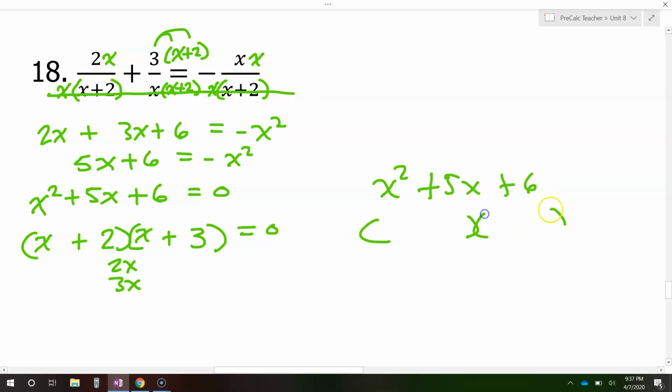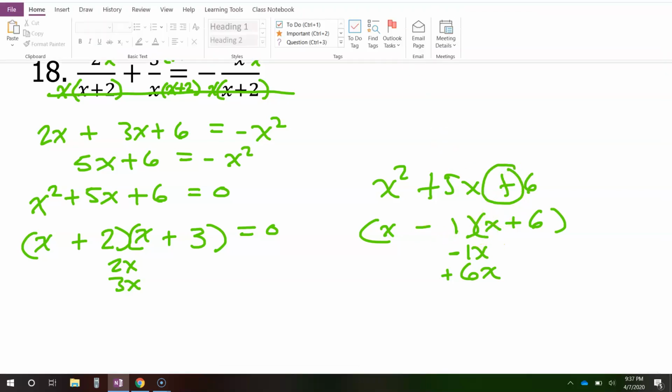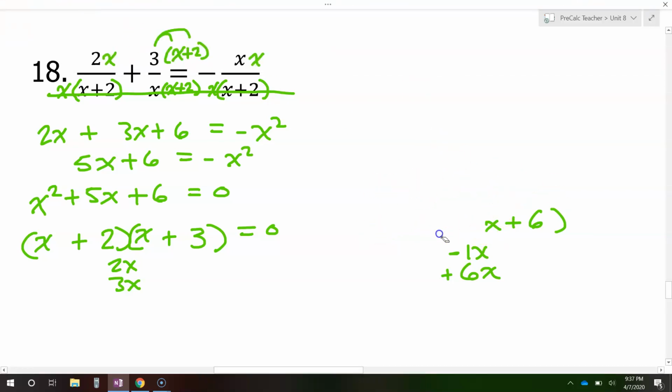Notice that it would not have worked to go for 1 times 6, even though I can get a 5 out of this, inner is 1x, outer is 6x. The only way to get a positive 5 is with a negative 1 and a positive 6. The problem is that negative 1 times positive 6 is negative 6, not positive 6. That's why this does not work. Common mistake alert.